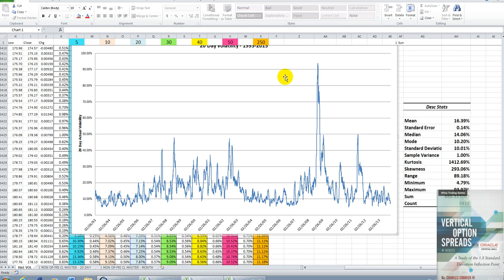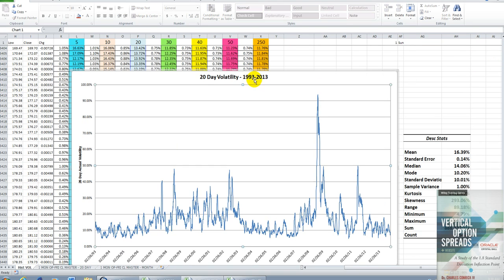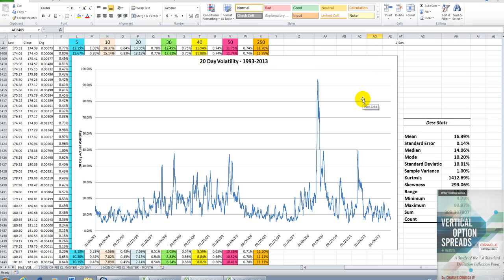But we have 20 years. I'm wondering why the header doesn't show. Oh, there it is. Okay. This is 20 years of 20-day moving average actual volatility from 1993 to 2013. So 20 years and fairly current. This is current as of December the 13th, 2013.